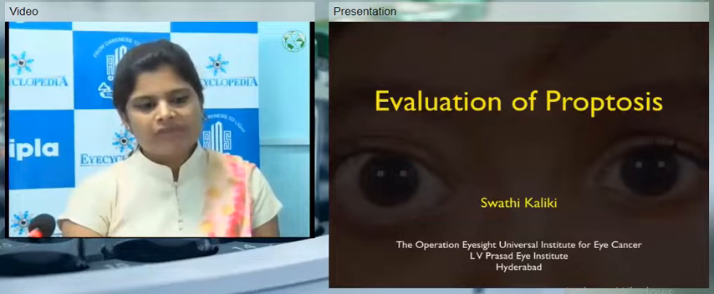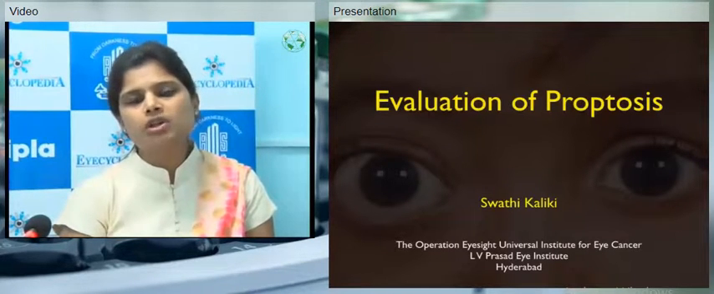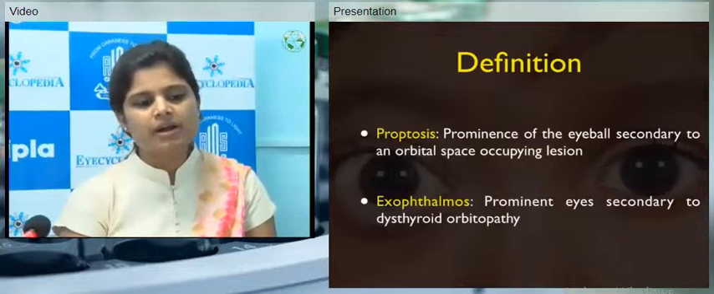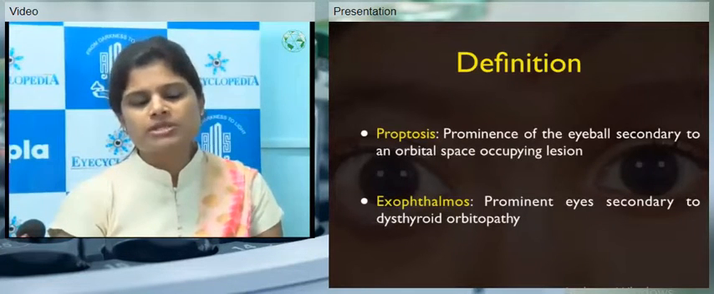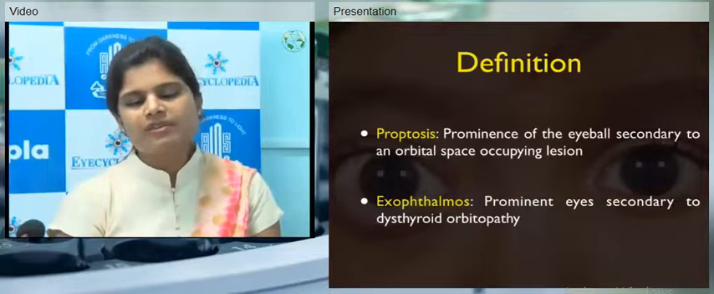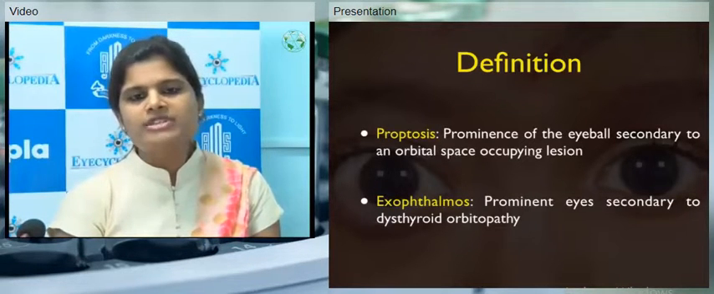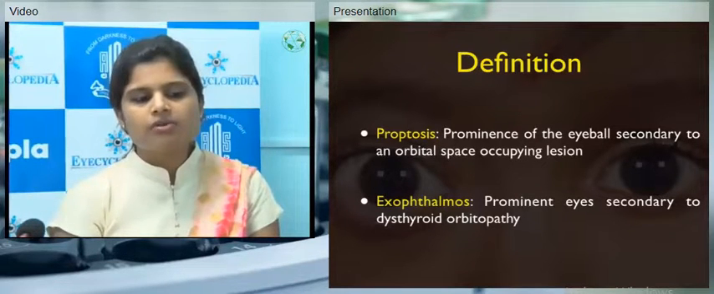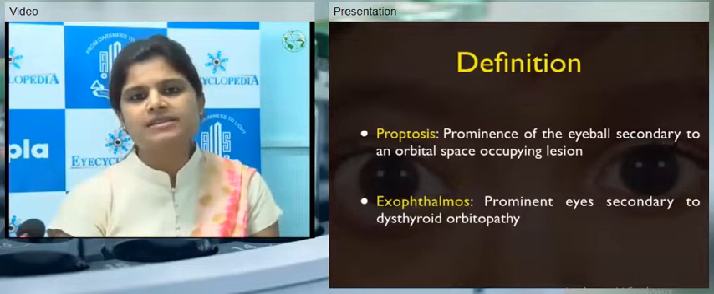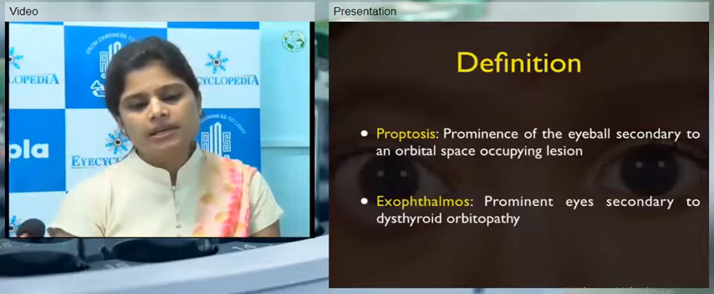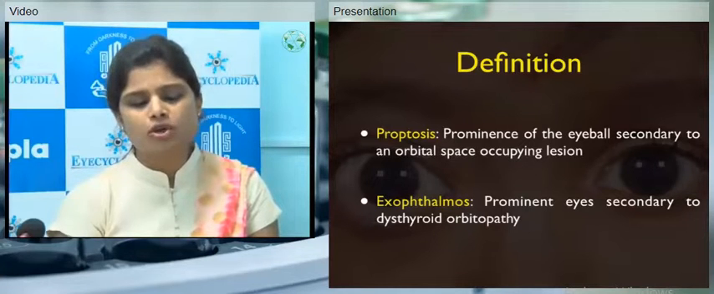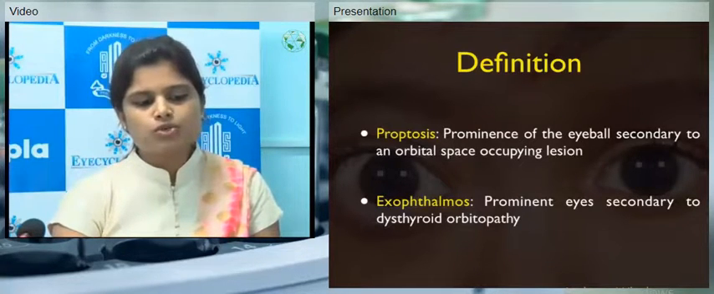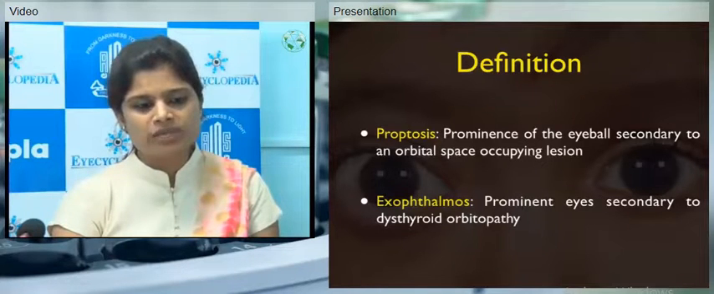Whenever we say proptosis, the two terminologies which are used interchangeably are proptosis and exophthalmos. But strictly speaking, proptosis refers to prominence of the eyeball which is secondary to an orbital space-occupying lesion, while exophthalmos is a term we need to restrict to prominent eyes secondary to dysthyroid orbitopathy. That is, in thyroid eye disease, if proptosis is seen, that is when we use the term exophthalmos. Though most of the time these two terminologies are used interchangeably.